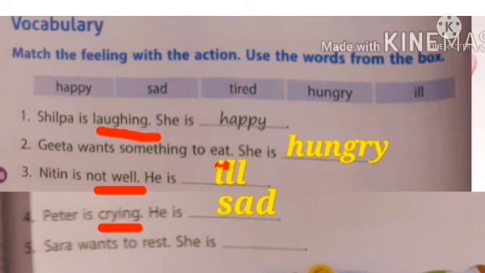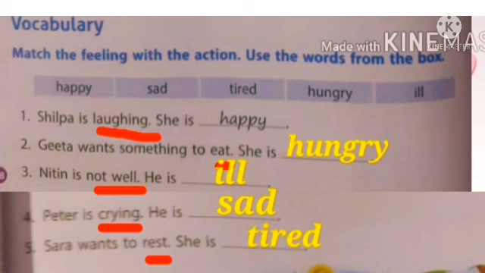And the fifth sentence, Sarah wants to rest. She is dash. When we feel tired, we will take rest. So the word is tired. So the fifth sentence we can read like this. Sarah wants to rest. She is tired.